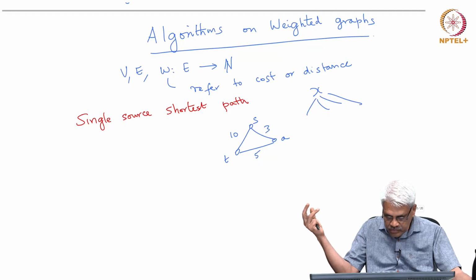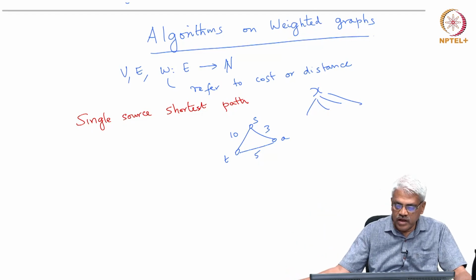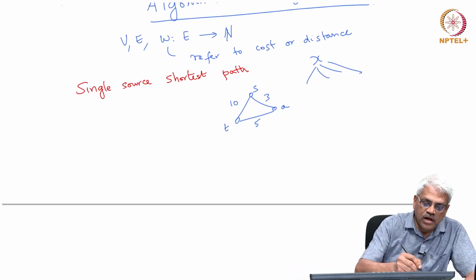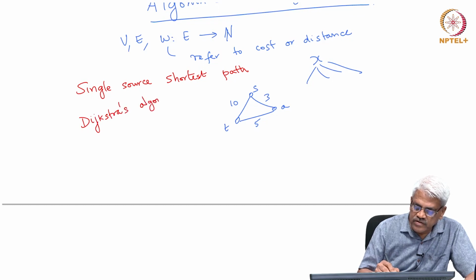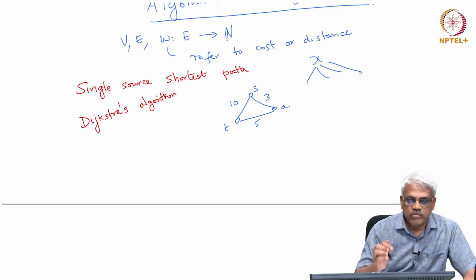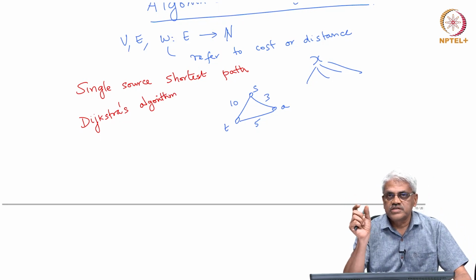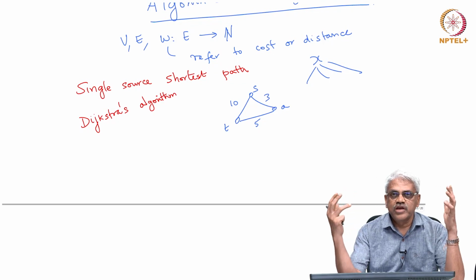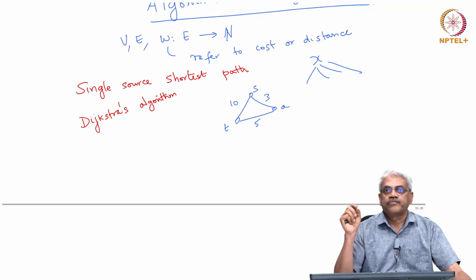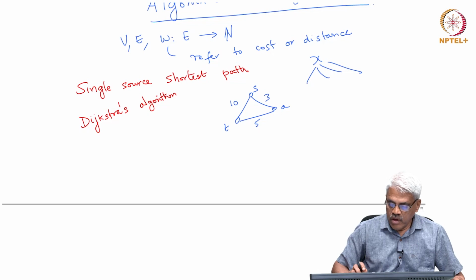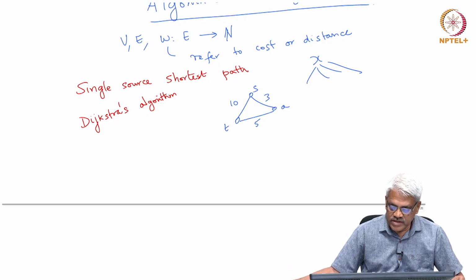So that is a problem, and there is a very classic algorithm due to Dijkstra which sort of mimics BFS, but takes into account that the edges have weights, and so it does something a little more. Rather than using a queue, it uses what is called a priority queue. Okay, so let me briefly describe how it works.